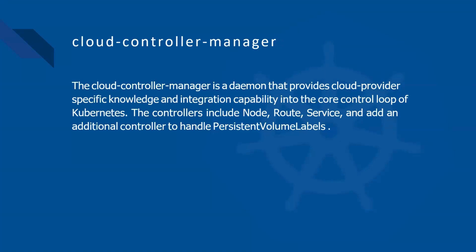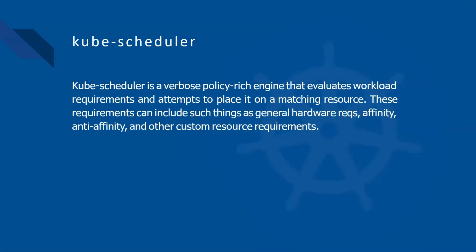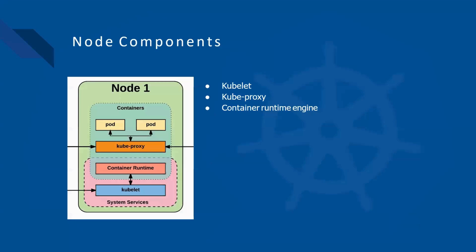Okay, so kube-scheduler is a very important one, and people remember it because they use it very regularly. It's a verbose, policy-rich engine that evaluates a workload's requirements and attempts to place it on a matching resource. These requirements can include things such as hardware, affinity, anti-affinity, and other custom requirements. Then the node components: kubelet, kube-proxy, and container runtime.